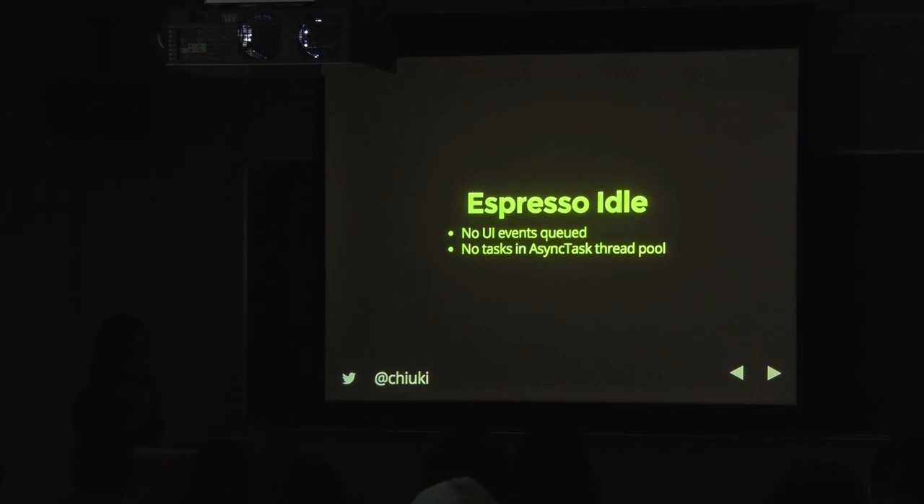So I mentioned earlier that Espresso knows when your app is busy and then it will wait. That is the notion of idling. So Espresso has two things built in that it watches. It watches the UI event queue, meaning that if you have events scheduled and trying to render things, it will not run the Espresso functions. The other thing it watches is the AsyncTask thread pool, if you're using AsyncTask for some background task, so it will wait for them to finish. But beyond that, it doesn't know how to wait. Fortunately, Espresso provides an interface so that you can write your own conditions to wait for things that are specific to your app.